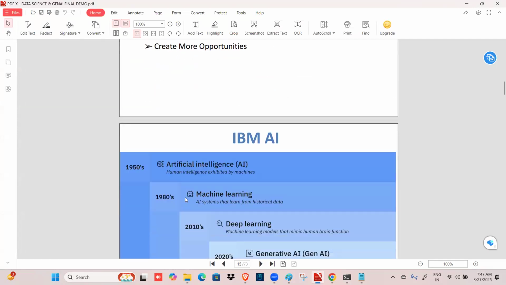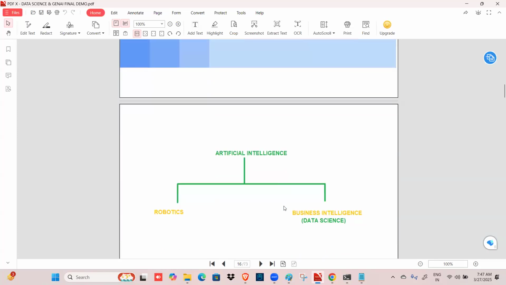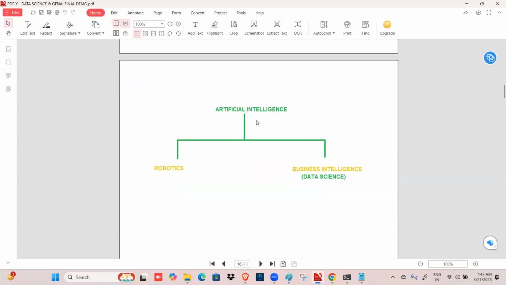And here, this is the IBM image. So you can go and search in IBM. Artificial intelligence has a subfield called machine learning, and machine learning has a subfield deep learning, and this deep learning again has a subfield called generative AI. So these are interlinked. AI started in the year 1950, then machine learning in the 1980s, deep learning in the 2010s, and then generative AI in the 2020s. So what we are going to do with generative AI, we are also going to see.